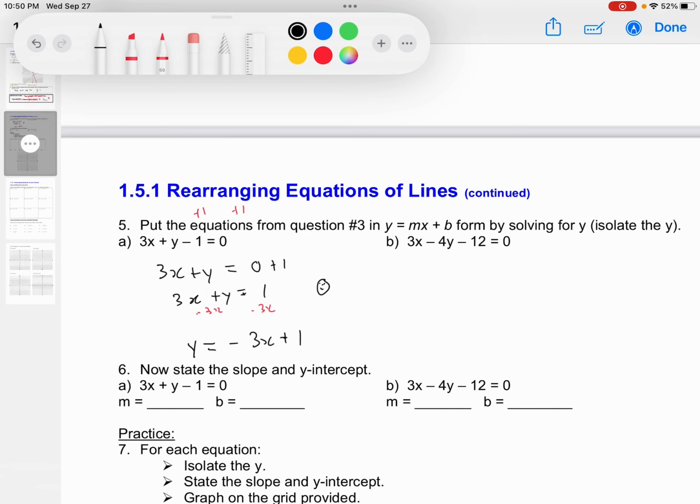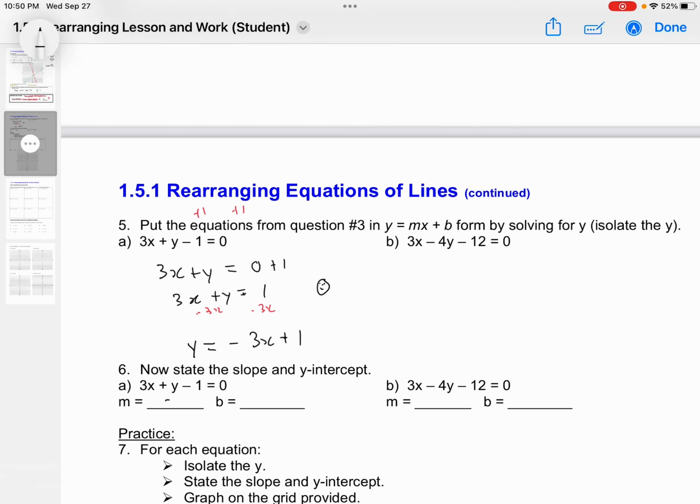Well, okay. After seeing that, I'm going to jump ahead to question 6. It says, now state the slope and y-intercept, and now I can see it quite easily. The slope is -3, and the y-intercept is 1. See? So that's what today's lesson is. Move it over to get y = mx + b form.